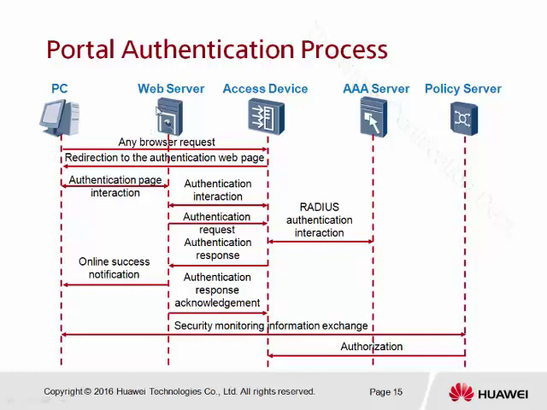So when the user has received the notification, of course the web server will also send the acknowledge to the AC. So right now the PC is online. Then the follow-up will be the security monitoring and information exchange. All the information will be sent through the policy server over here. So this policy server will check all the traffic and control the traffic, for this PC user with this account, where they are able to go.